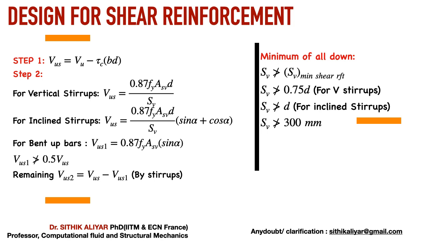Okay, so if you are using vertical stirrups, IS 456 has given a formula: 0.87 fy Asv d by Sv. If you are using inclined stirrups, the same formula 0.87 fy Asv d by Sv, times sin alpha plus cos alpha. For bent up bars, I told you already, they cannot be designed for more than 50% of the extra force. So for 50% of the force you will use bent up bars, with the formula 0.87 fy Asv. For the remaining force we will use stirrups, with the same formula above. Okay, in any case, after designing this step 2, what you will get is the Sv value, the spacing between the stirrups. With the Sv value, after finding step 2, you will do the checks for the minimum of all, that is step 3.